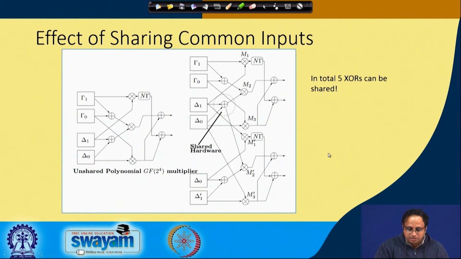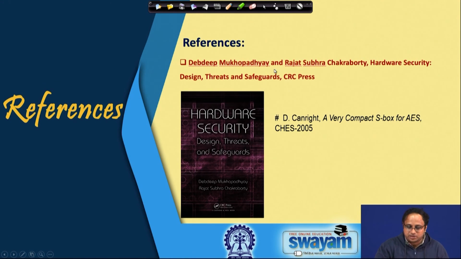So here is a quick reference. You can of course go through the original paper of Canright, which was published in CHES in 2005. But we have also tried to summarize this in the textbook, which you can read and probably get more insights about how the design has been done and developed.